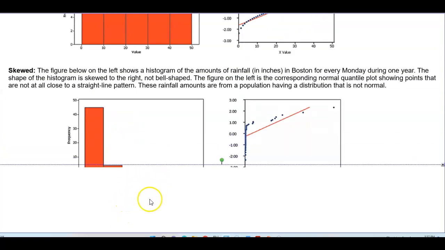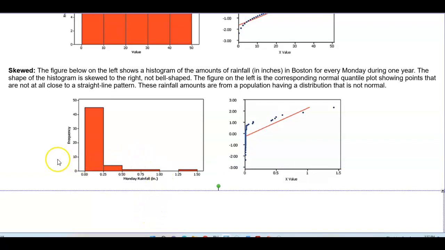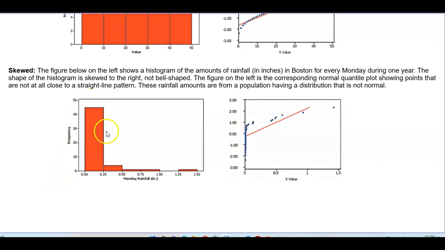Skewed. The figure below on the left shows a histogram of the amounts of rainfall in inches in Boston for every Monday during one year. The shape of the histogram is skewed to the right and not bell-shaped, because you can see here if you go up, it skews all the way to the right. And the figure here on the right is the corresponding normal quantile plot, showing points that are not at all close to a straight line pattern. Therefore, if you got this result, we would say that these rainfall amounts are from a population having a distribution that is not normal.